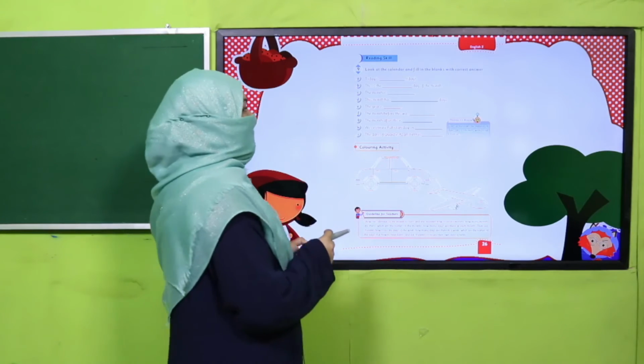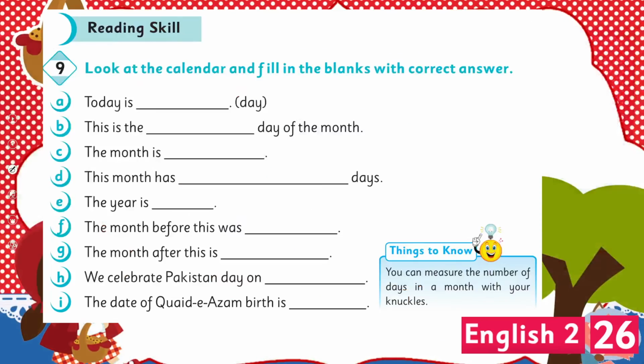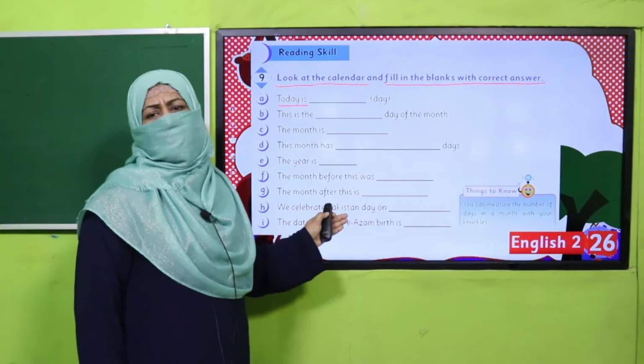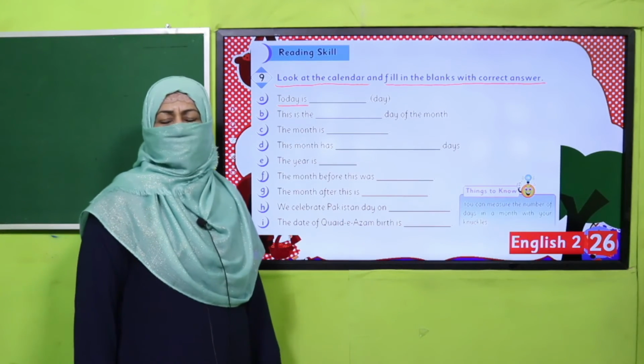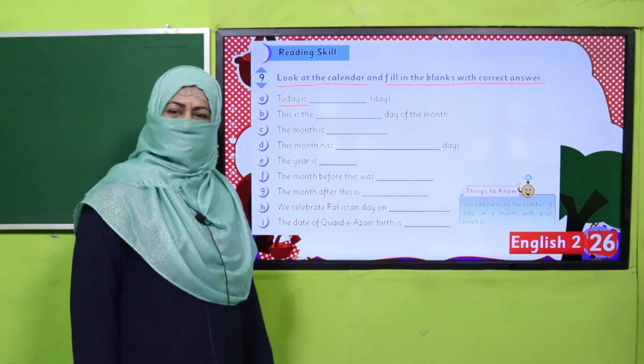All right. So students, all of you open your book and complete this question. Look at the calendar and fill in the blanks with correct answers. Okay. So first of all, the first question is: today is, you will mention the day, and likewise keep reading and keep writing the answers. Pause the video, complete this exercise in your book.